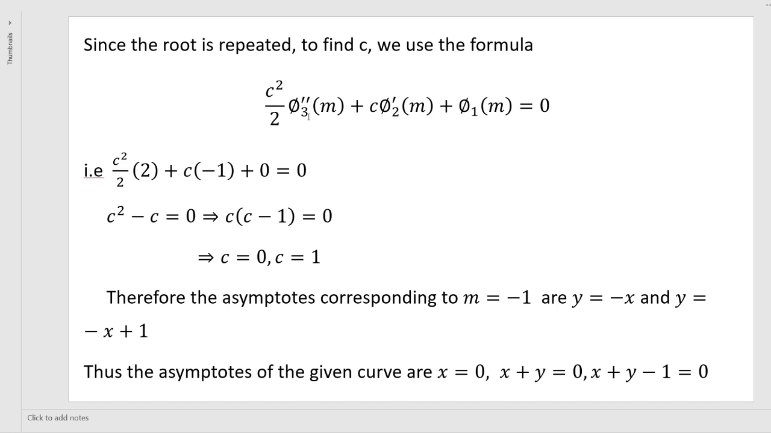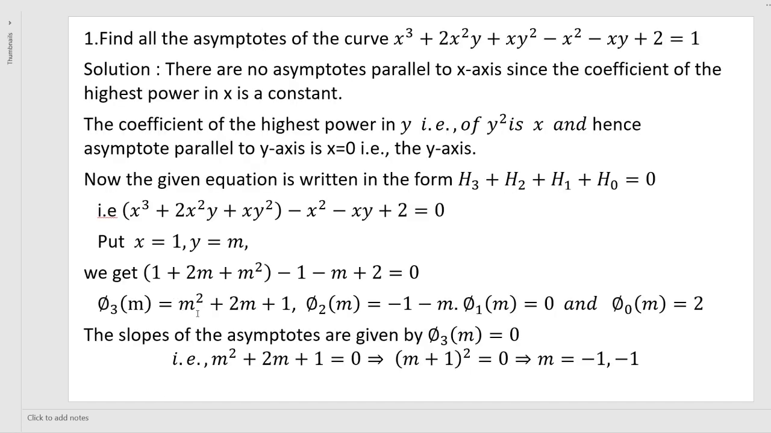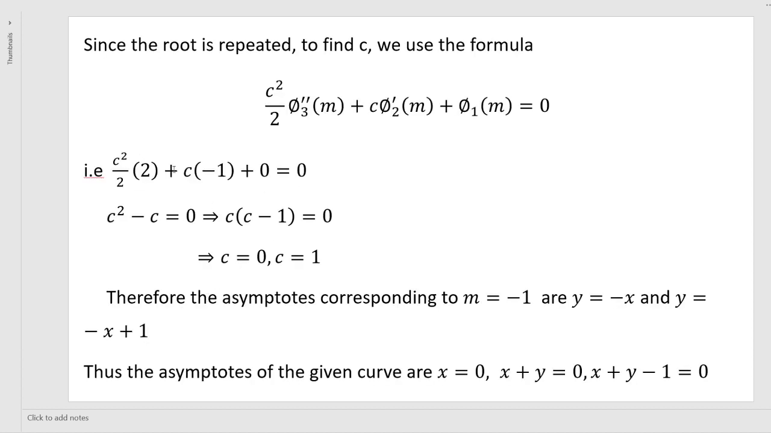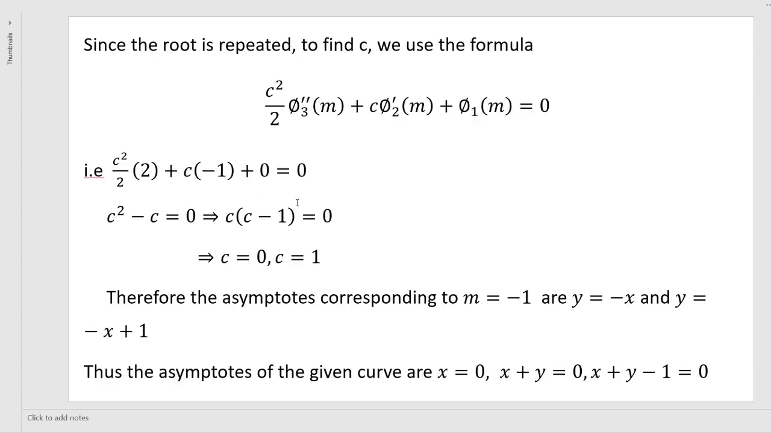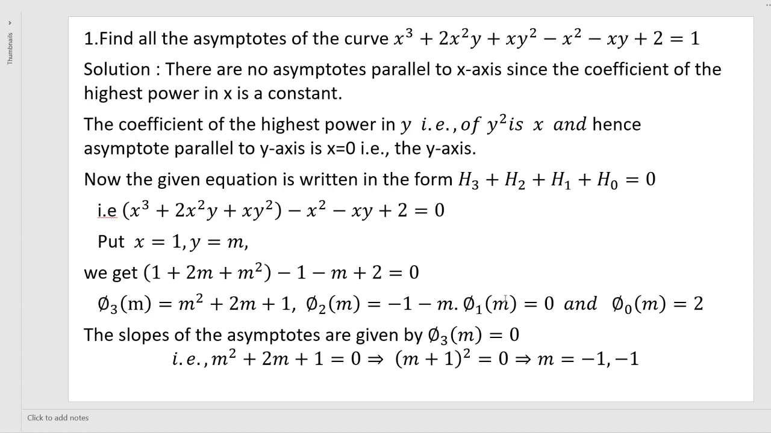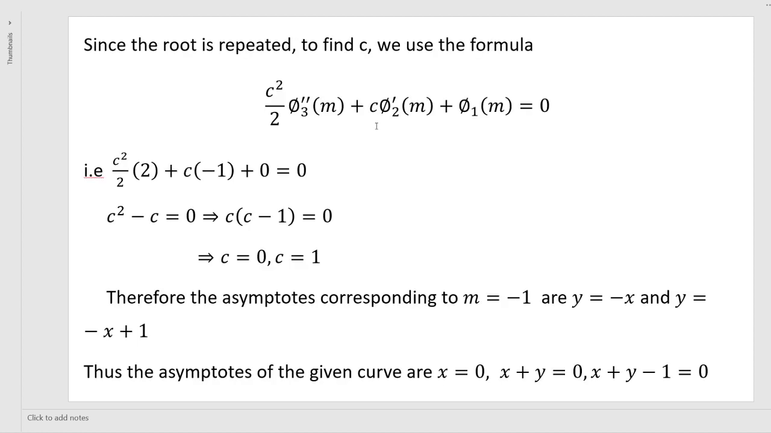Look here, phi 3 of m is m square plus 2m plus 1. For the first differentiation, 2m plus 2. For the second differentiation, 2. Therefore, c square by 2 into 2, plus c into phi 2 dash of m. Phi 2 of m is minus 1 minus m. For the first differentiation, 0 minus 1. Therefore, c into minus 1, plus phi 1 of m, which is 0 since there are no first degree terms, is equal to 0. The 2 gets cancelled. We have c square minus c is equal to 0. Taking c common, c into c minus 1 is equal to 0. That is, c is equal to 0 and c is equal to 1.